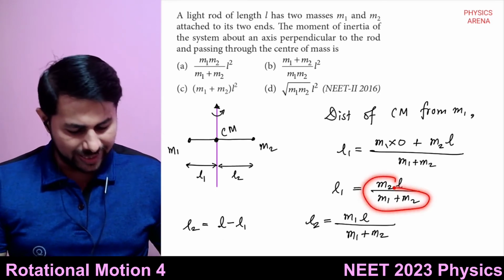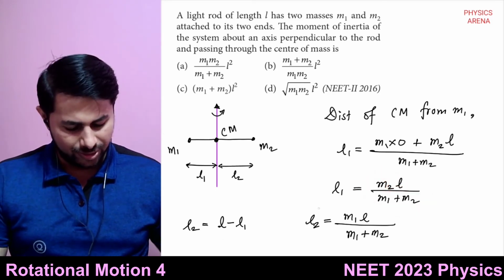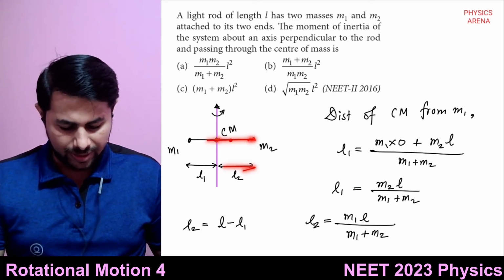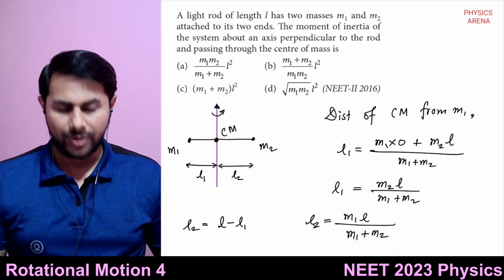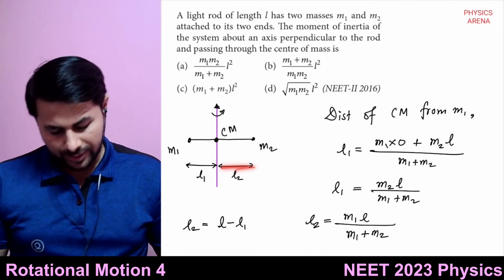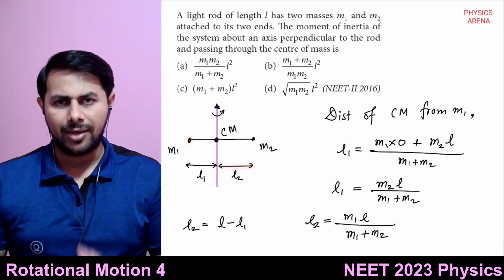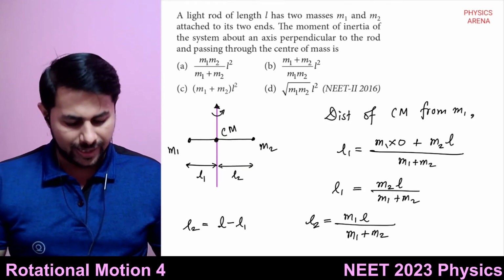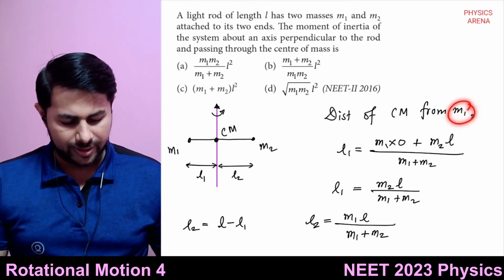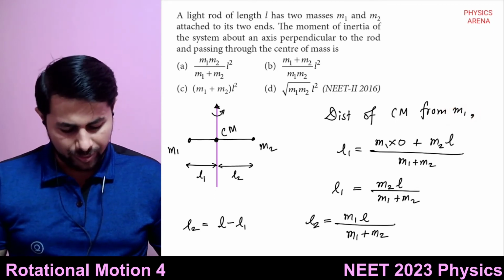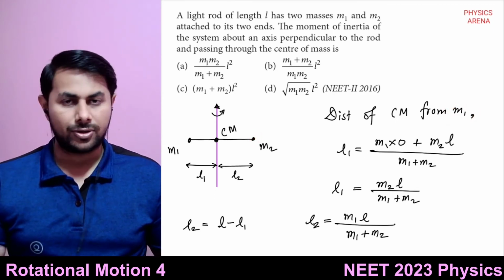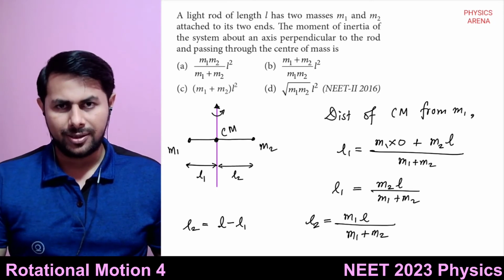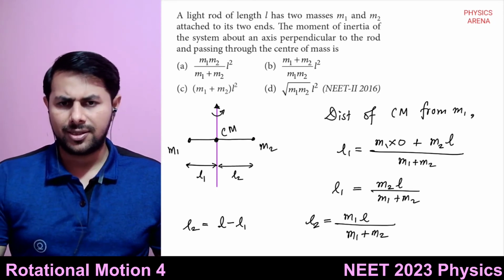So we'll use common sense and just exchange m1 and m2. The distance of the center of mass from m2, L2, will be m1 divided by m1 plus m2 multiplied by the total length, just like the distance from m1 is m2 divided by m1 plus m2 multiplied by length L. Is it clear?